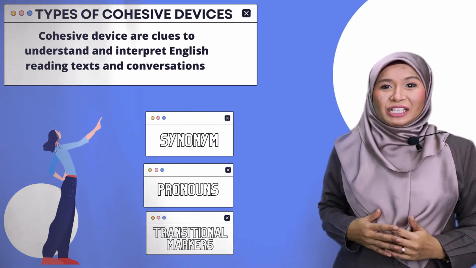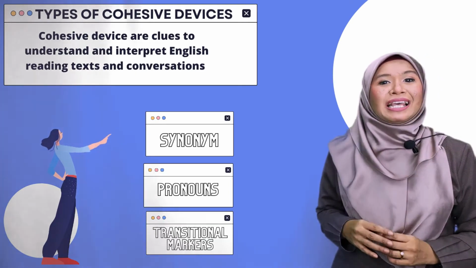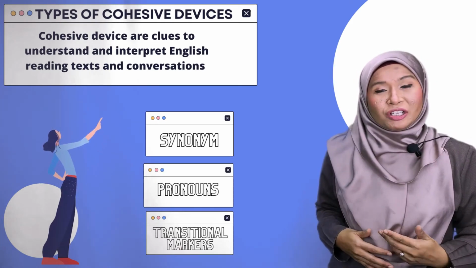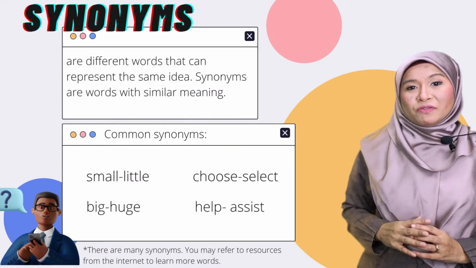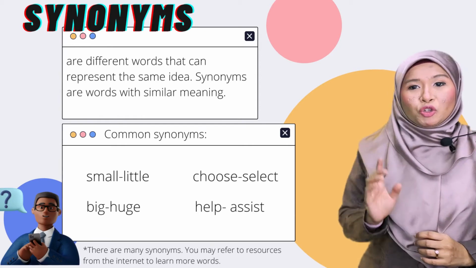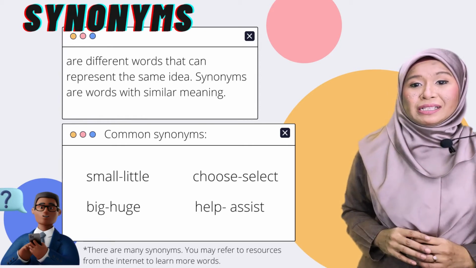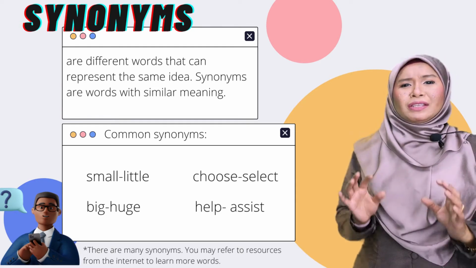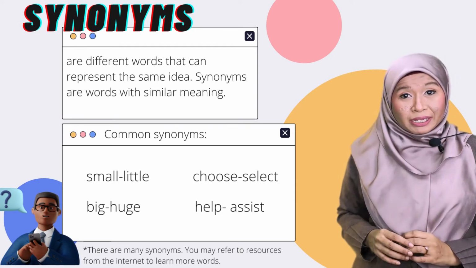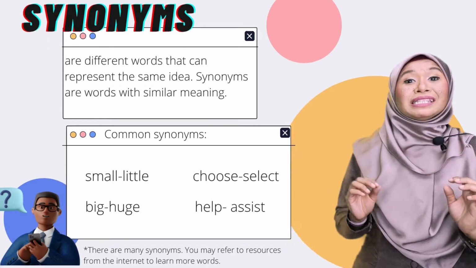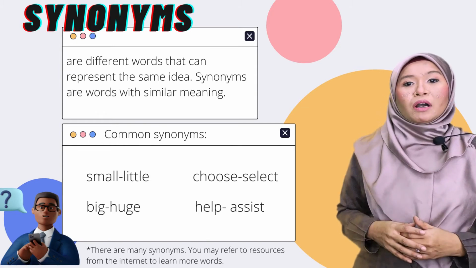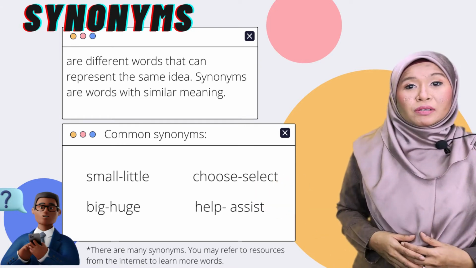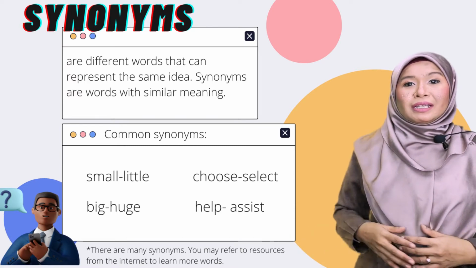Cohesive devices can be taken as clues to understand and interpret English reading texts and conversation, and often they take the form of pronouns, synonyms, and transitional markers. The main function of cohesive devices is to achieve variety in writing. You don't want to be repeating the same word in every sentence, so one of the ways to have variety is using synonyms. These are different words that can represent the same idea. Synonyms are words with similar meaning. Some common synonyms are small, little, big, huge, choose, select, help, assist.